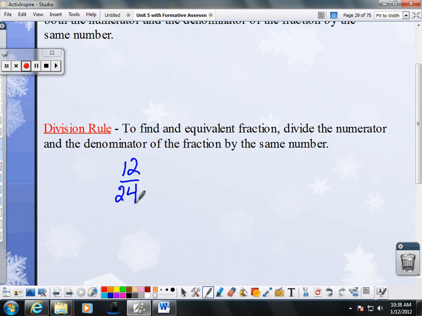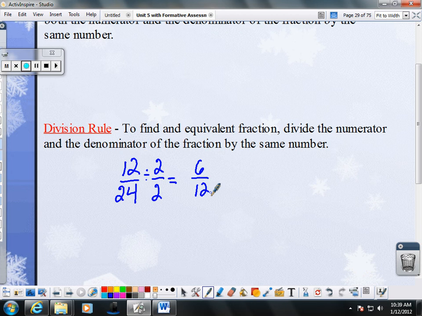If we were to have 12/24 as my fraction, and I need to find an equivalent fraction, I could multiply it by 2/2 and get 24/48. But what we can also do is divide this fraction by 2/2. I'm using the same numerator, the same denominator. So 12 divided by 2 is 6. 24 divided by 2 is 12. And I get an equivalent fraction of 6/12.